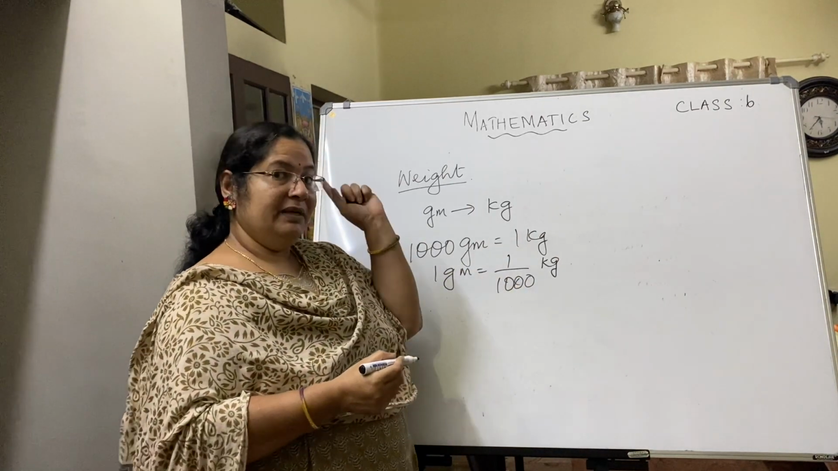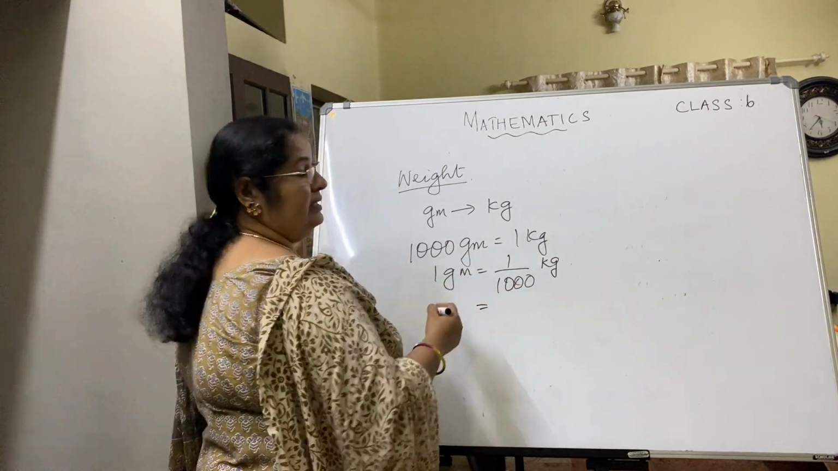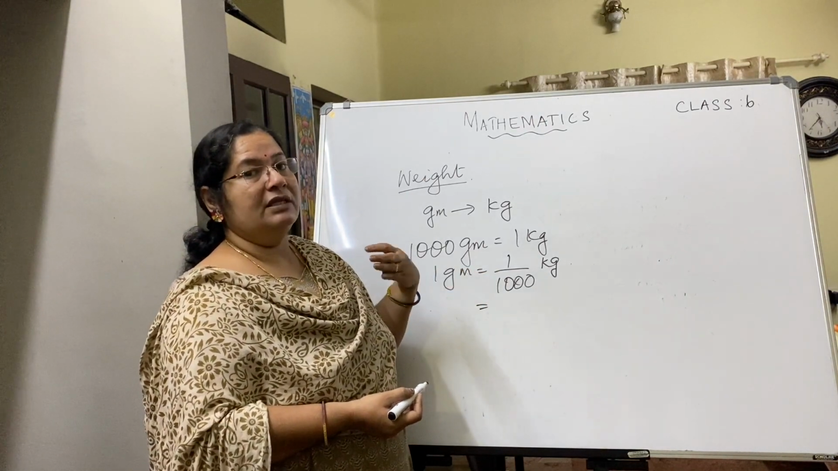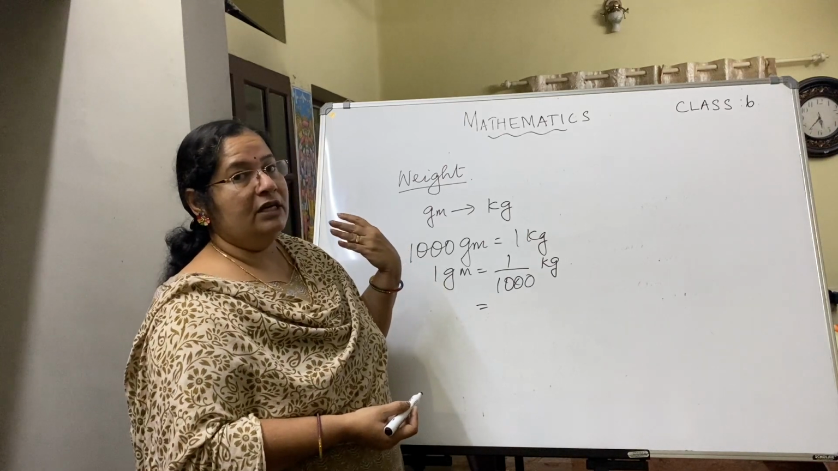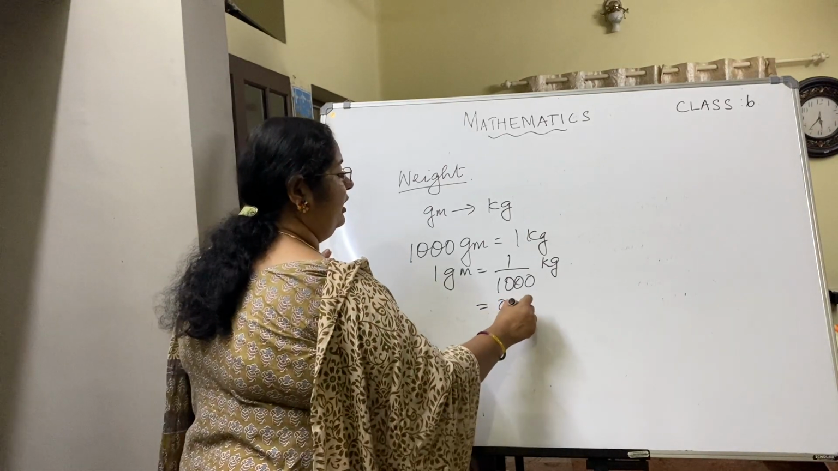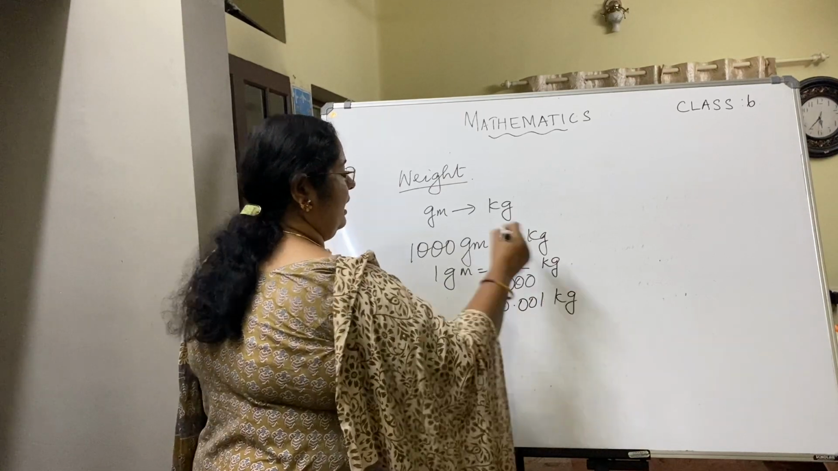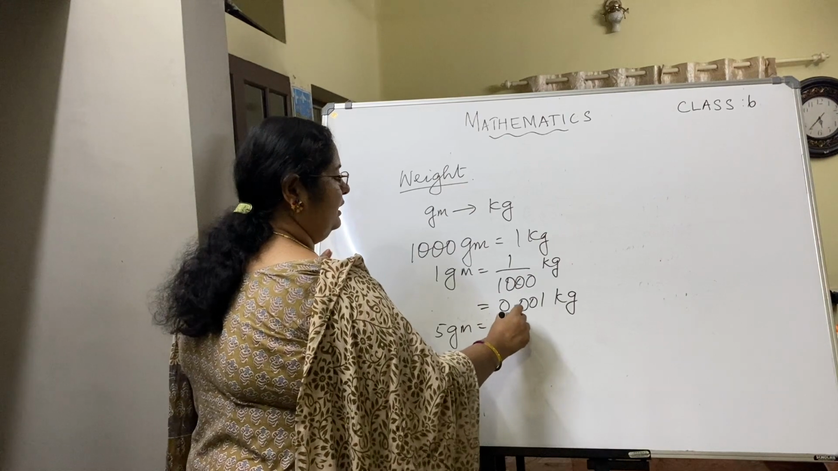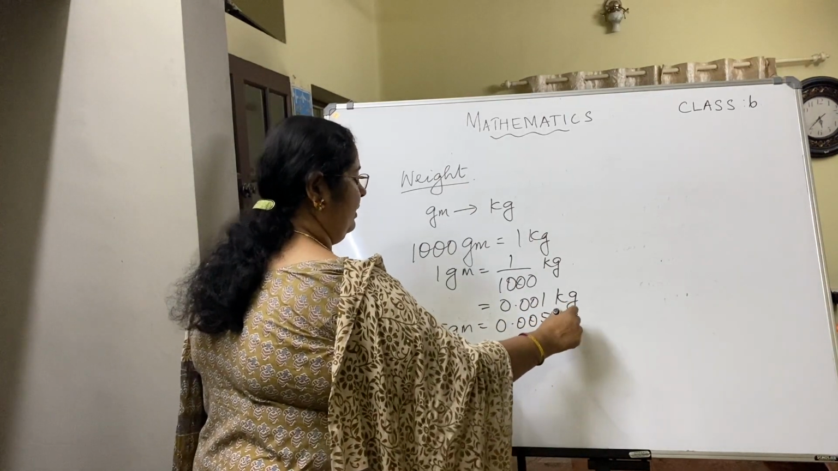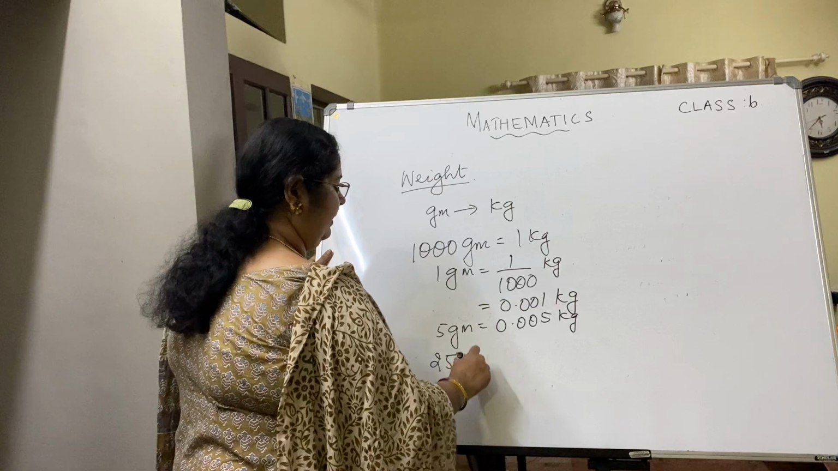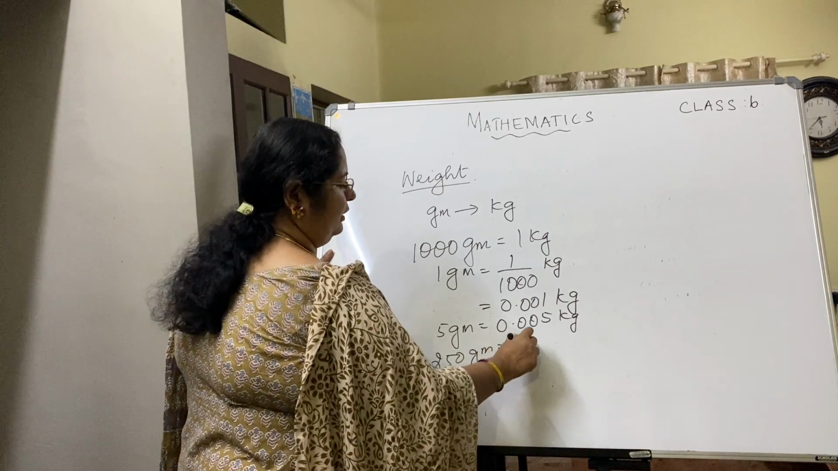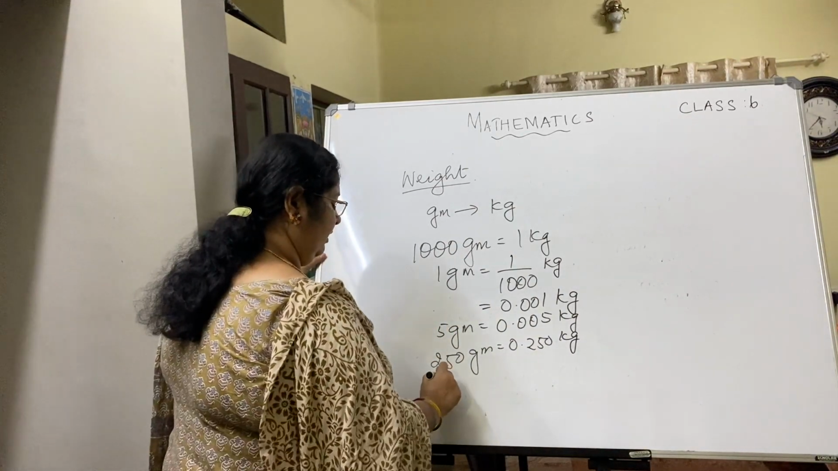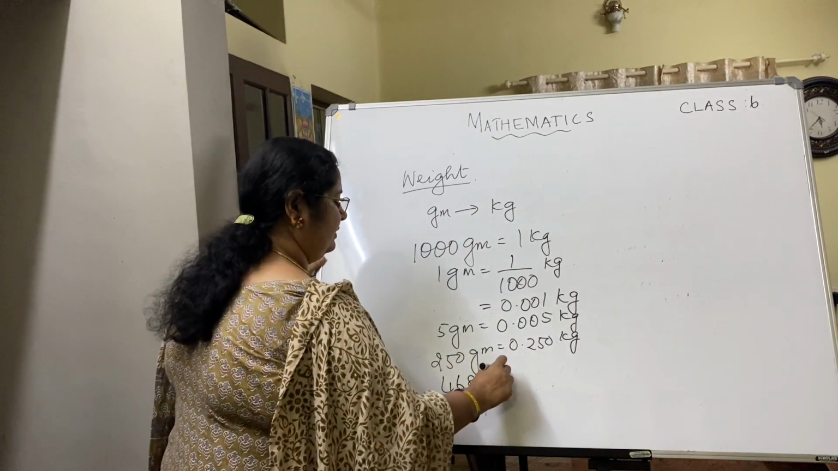Same is the relation between meter and kilometer. So 1 by 1000 means in terms of decimal. How you will write that 1 by 1000 as a decimal? Shift the decimal point. How many places towards the left? 3 places. So this will be 0.001 kilogram. So what will be 5 grams? 5 grams will be equal to 0.005 kilogram. What is 250 gram? 250 gram will be equal to 0.250 kilogram.